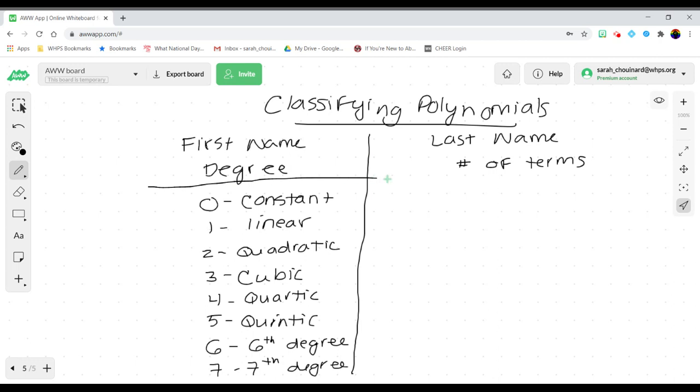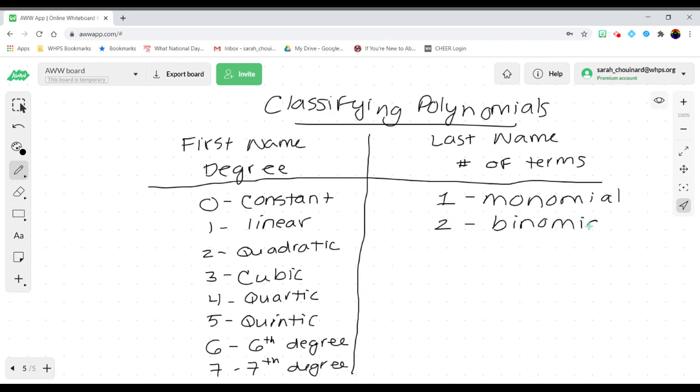So those are our first names. Our last names are based on the number of terms. So if there's no terms, we're not going to have a polynomial. So there's no special name for that. So we start with a 1-term polynomial, and we call that a monomial. A 2-term is called a binomial. A 3-term is a trinomial.